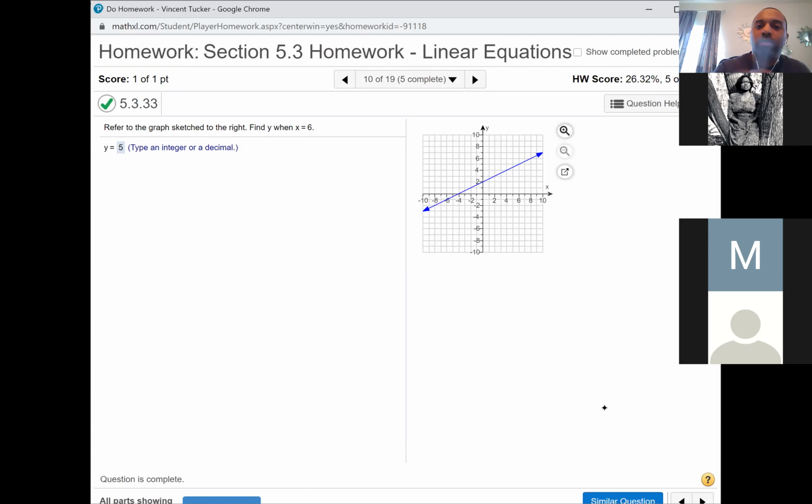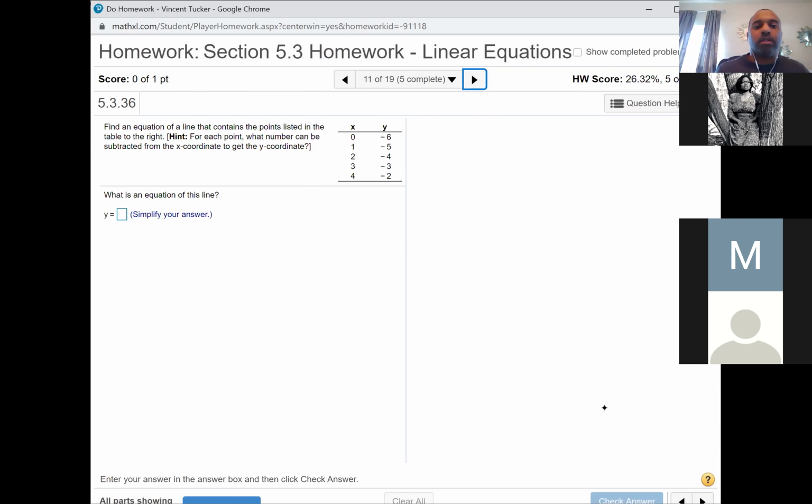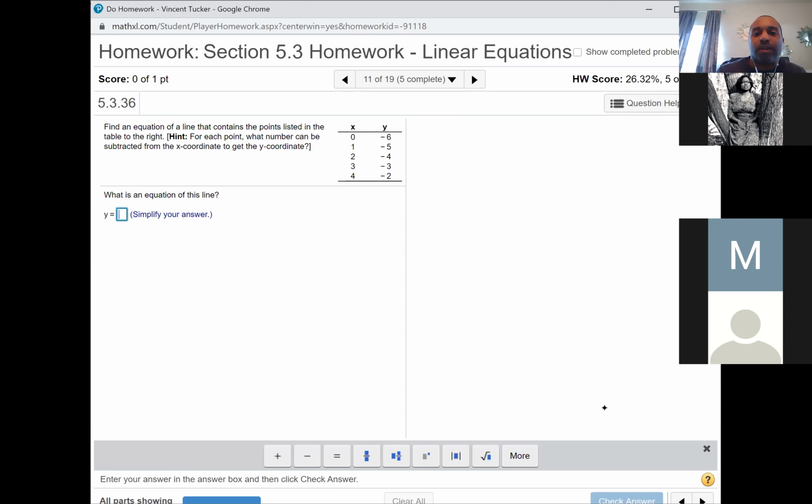Okay, 36. Now this one, we're going to see in the next section the way we can actually use these points to find the equation. They really want us to look at the pattern and say, when you look at x, how do you get y in each case? And then write an equation according to that. So when 0 is x, y is -6. When x is 1, y is -5, and so on. So what you can do is try to figure out a pattern. Anybody see the pattern?